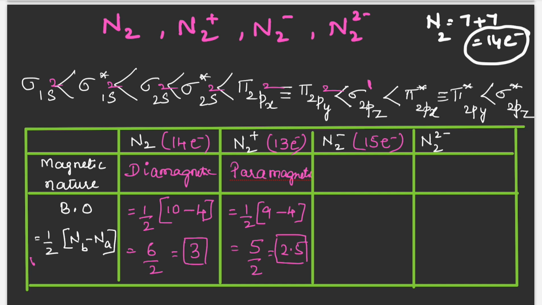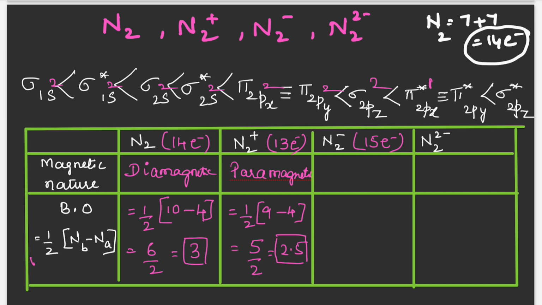Now fill the electrons. 2, 4, 6, 8, 10, 12, 13. So totally we have written here 13. I'll rub this. Here I'll write 2, so it becomes 14, and here I'll write 1. So totally it becomes 15 electrons.